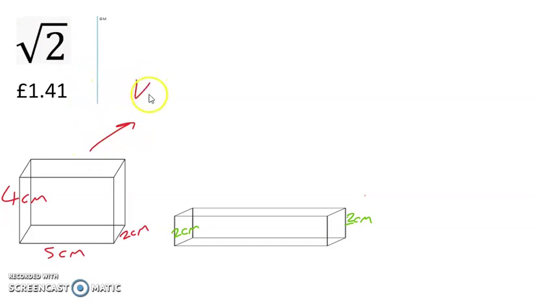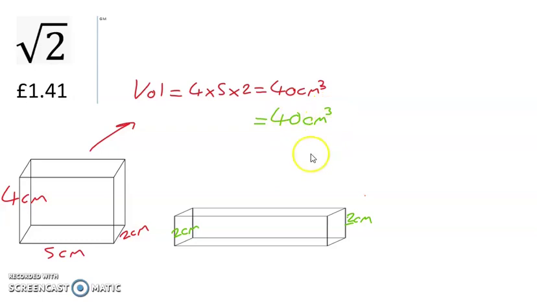The volume of the first one is given by doing length times width times height, the 3 dimensions, and in this case that's going to be 4 times 5 is 20, times 2 is 40 centimeters cubed. The volume for the second cuboid is exactly the same. So it's going to be an answer of 40 centimeters cubed.